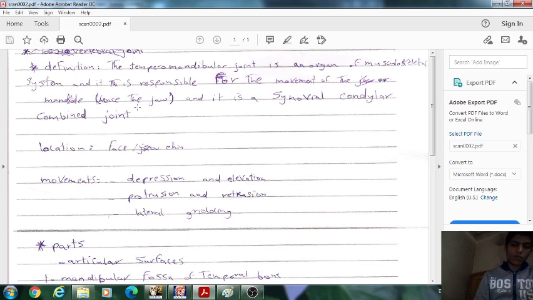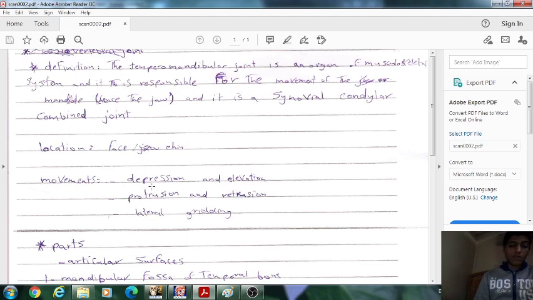Therefore, the temporomandibular joint, or TMJ for short, is the most used joint in the human body. It's a synovial condylar combined joint. It is located in the face, in the chin region. Its movements include depression and elevation.